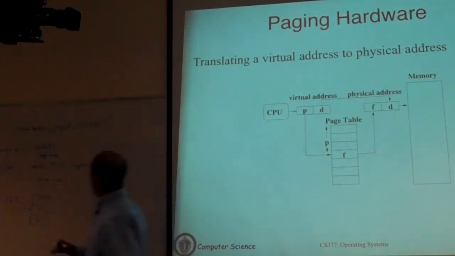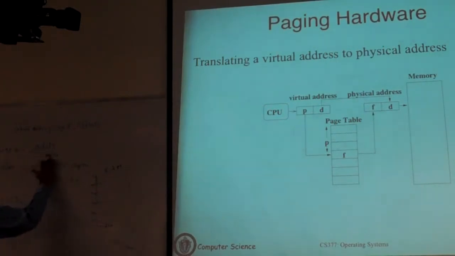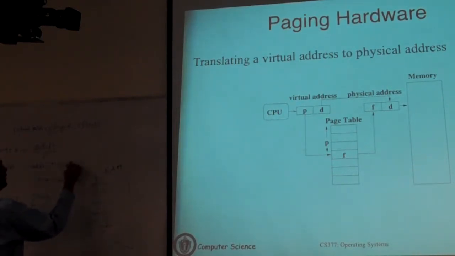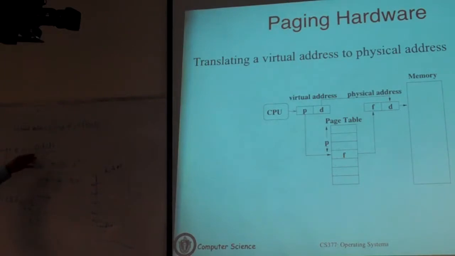That's because the page size is 2 to the power n, an exponent of 2. So if you know binary division, if you divide by some exponent of 2, you get the high order bits as the quotient, and then the mod gives you the low order bits.